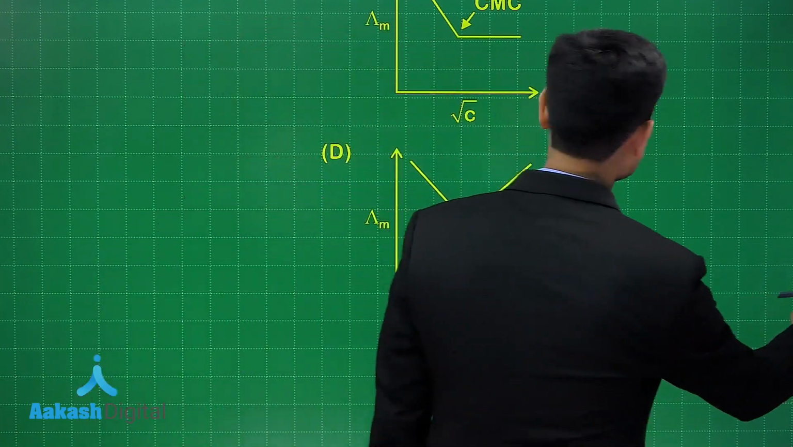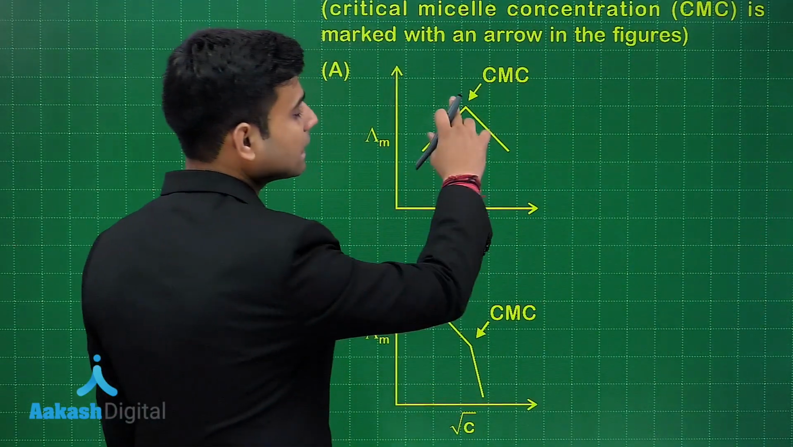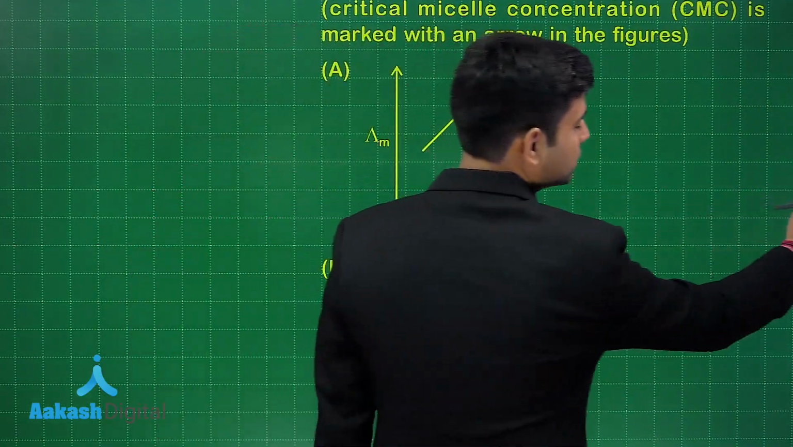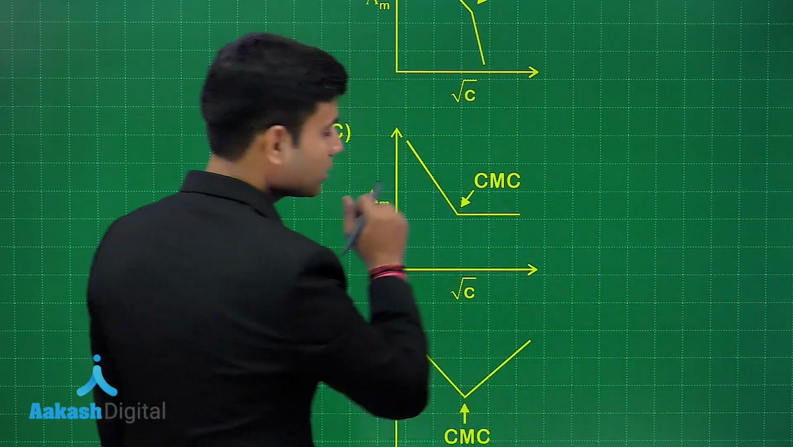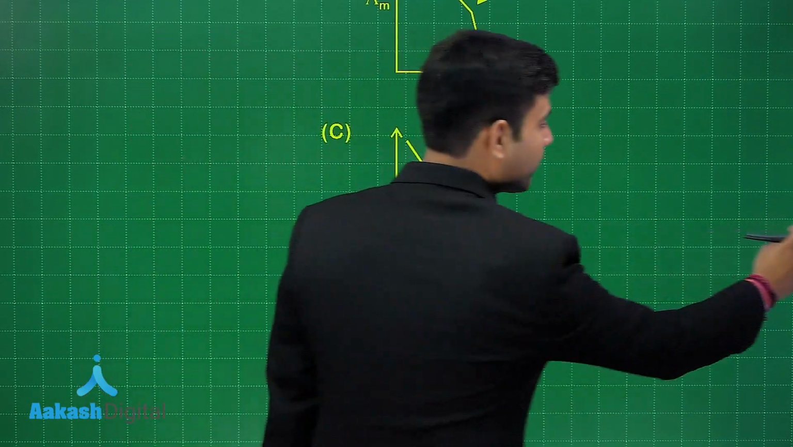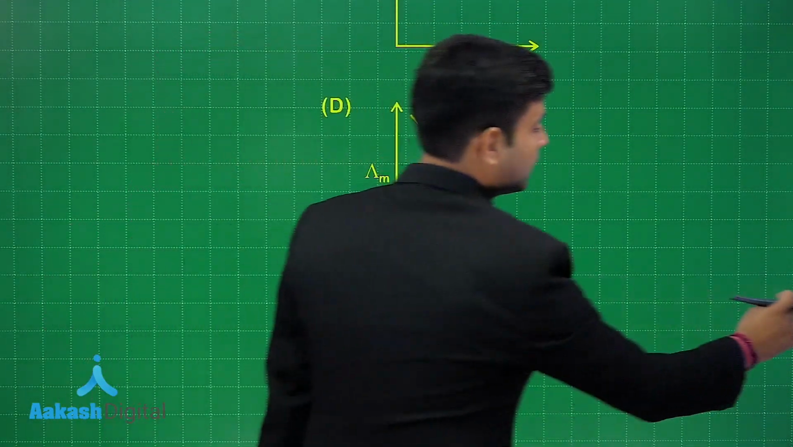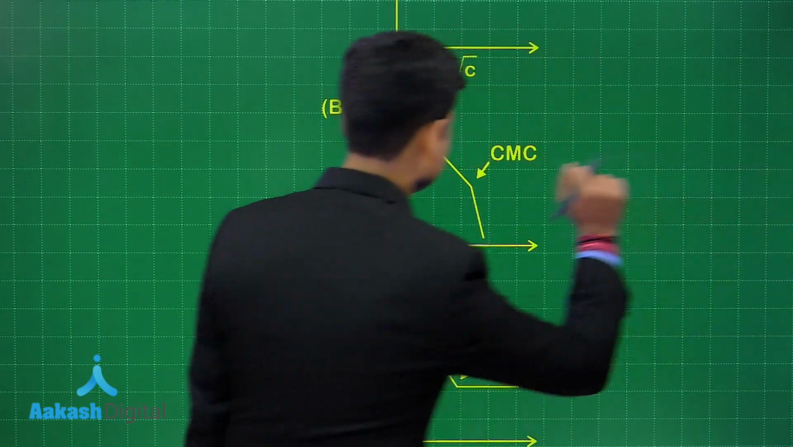So, if I go through the options, in the first option we can see the graph is first increasing then decreasing, which is not the correct answer. If I talk about the third option, here we have decreasing and then constant graph. If I talk about the fourth option, it is decreasing and then increasing. So, these three options are not the right answer.